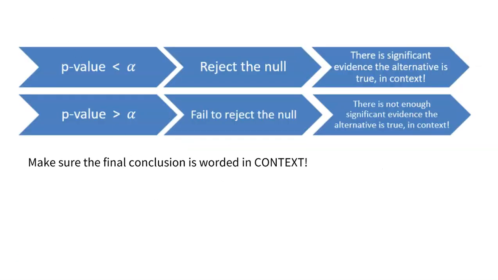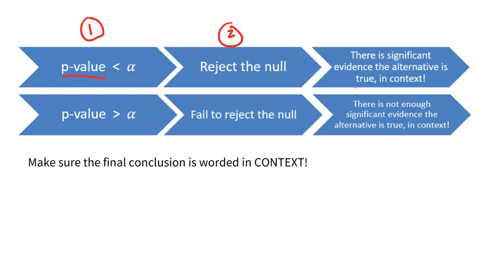So I like to look at the conclusion as a 3-step process. Step 1 is you got to compare the p-value to your alpha. That's going to actually tell you what to do, and you need to do that in your conclusion. Step 2 is rejecting the null or failing to reject the null. When your p-value is lower than your alpha, that's when you do have statistically significant evidence. So you're going to reject the null.